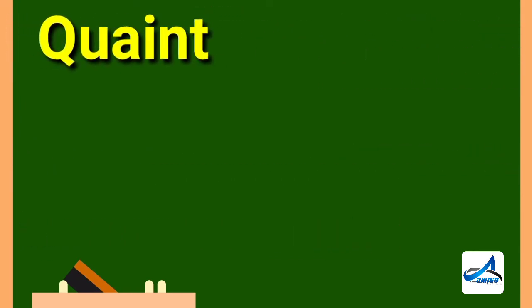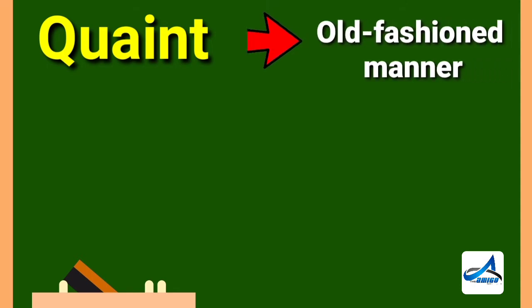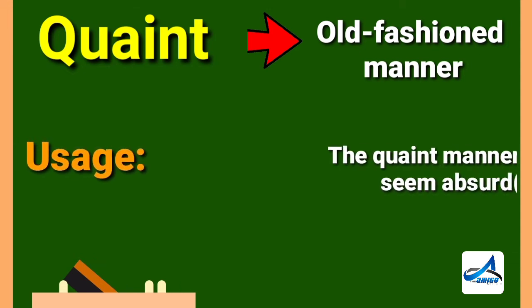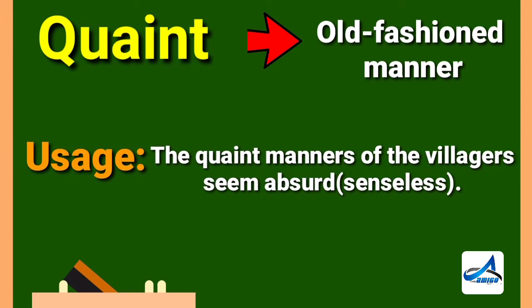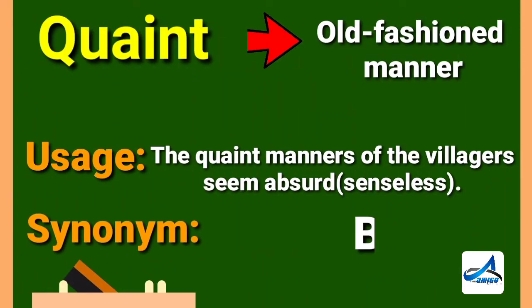The next word is quaint. Friends, quaint means old-fashioned manner. Now moving to its sentence: The quaint manners of the villagers seem absurd. Friends, absurd means senseless. Now its synonym, bizarre.